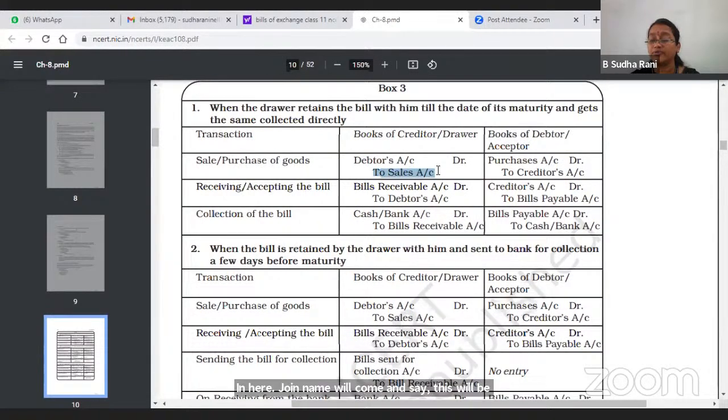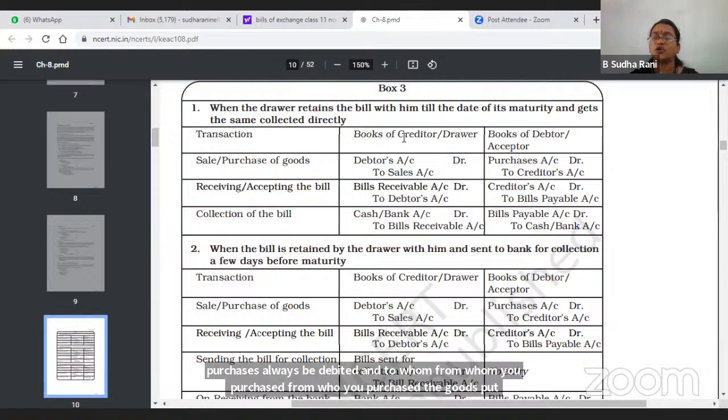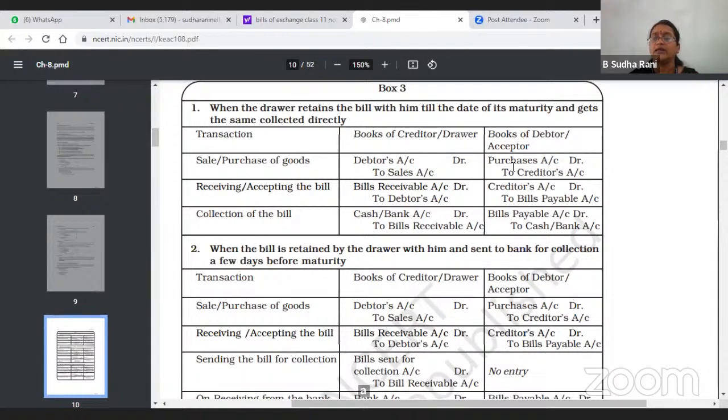Remember, sales always to be credited in journal entry. Coming to the drawee's book, purchases always to be debited. Wherever you write journal entry relating to the purchases of goods, you always must debit. So purchases always to be debited, and to whom? From whom you purchase the goods. Put a question: you purchase goods from a drawer, that is your seller. So here seller's name will come.